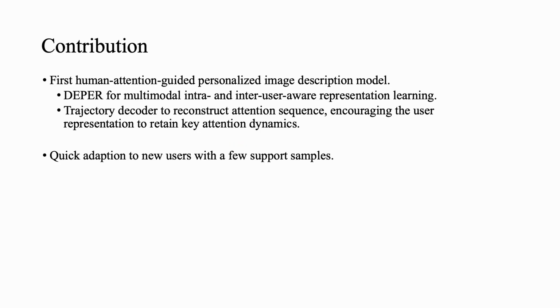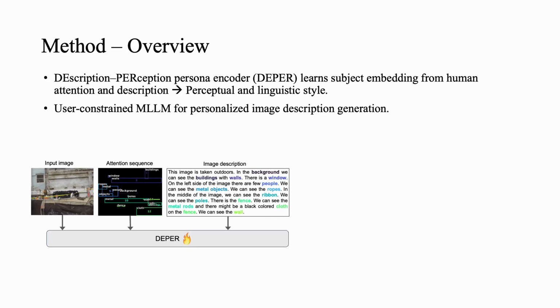To solve this problem, we propose the human attention-guided personalized image description model. Here, we introduce Deeper. It is a model to learn the user representation, which is aware of the multimodal intra- and inter-user information. In Deeper, we also introduce the trajectory decoder as an auxiliary module to reconstruct the attention sequence, encouraging the user representation to retain key attention dynamics. Our model is also able to quickly adapt to new users with a few support samples without any further fine-tuning. Now let's go to the method.